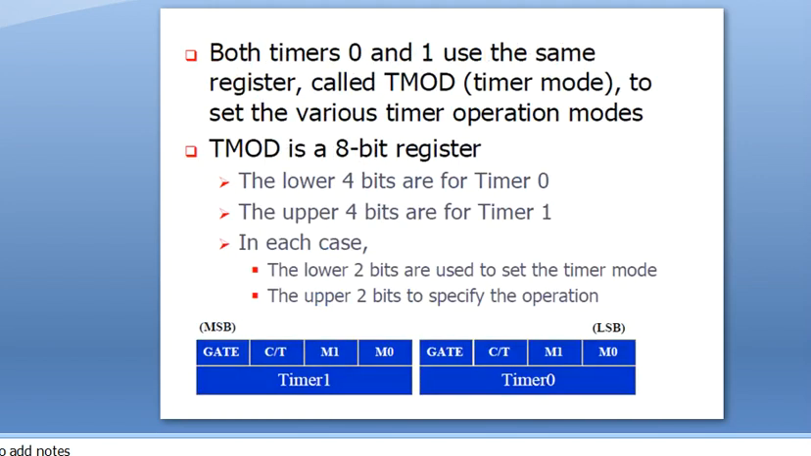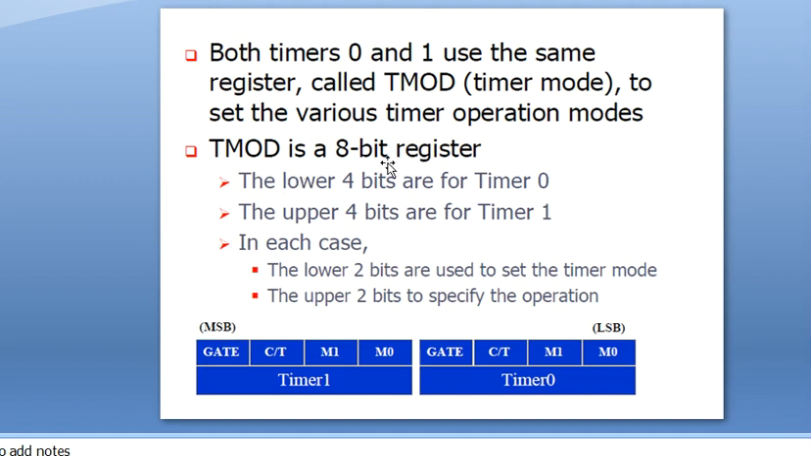Next, both timer 0 and timer 1 use the same register called TMOD. To configure timer 0 and timer 1, we have the TMOD register, which is the timer mode register. To set them in various modes, as we have different modes to operate, we are going to see what the different modes are.